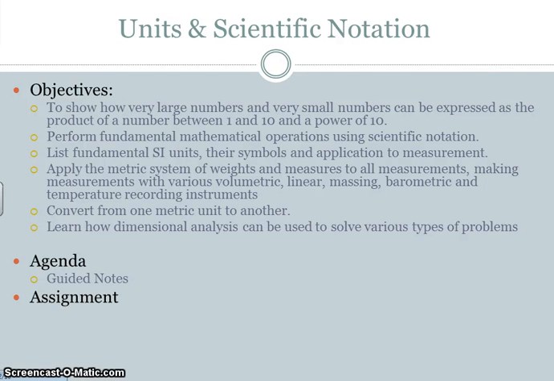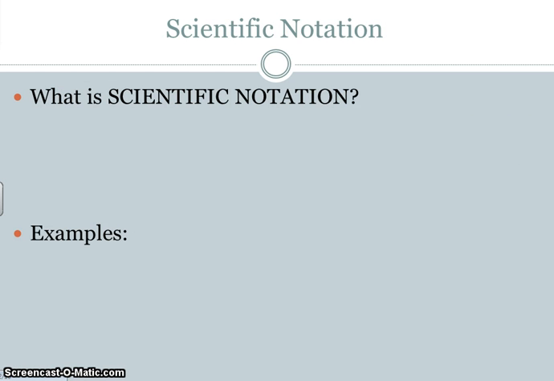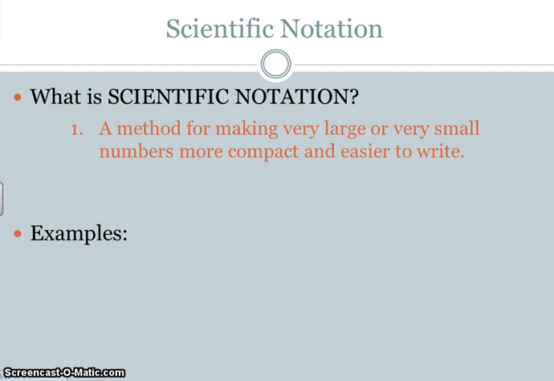Today we're going to talk about units in scientific notation, which hopefully will both be a little refresher for you. And we'll start off with some scientific notation. So what is scientific notation? It's just a way of writing very large or very small numbers in a more compact way. And we'll use this quite a bit in chemistry, both with large and small numbers.